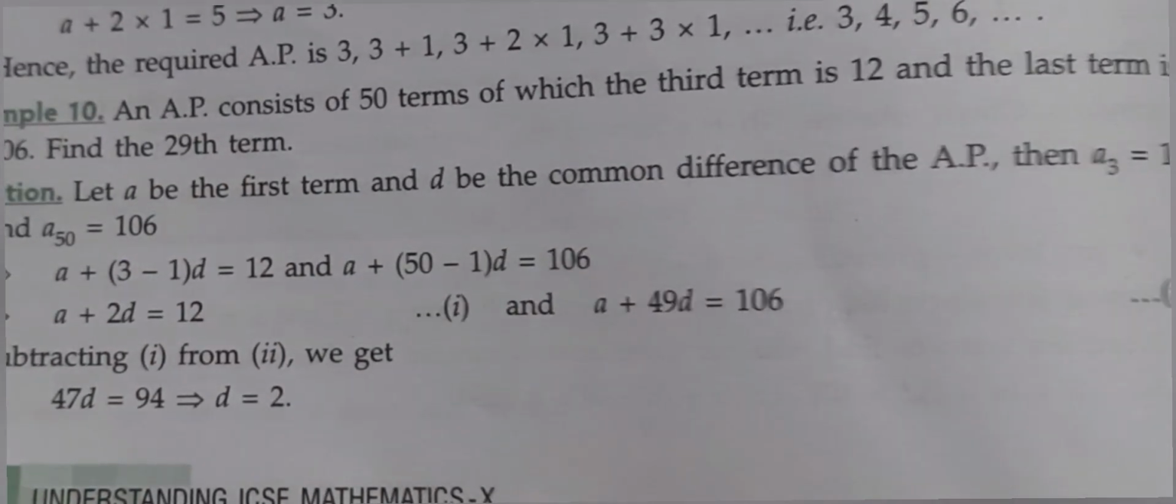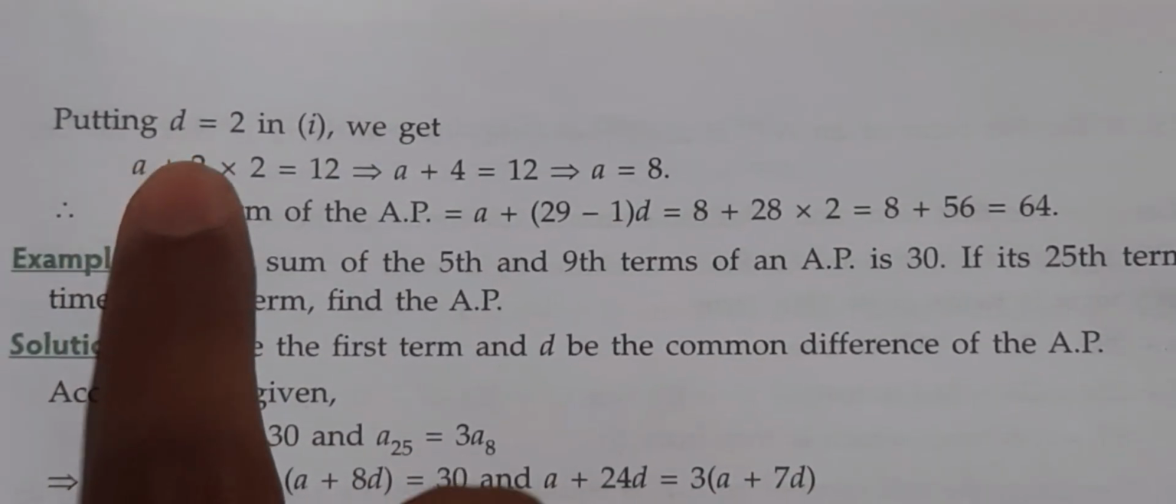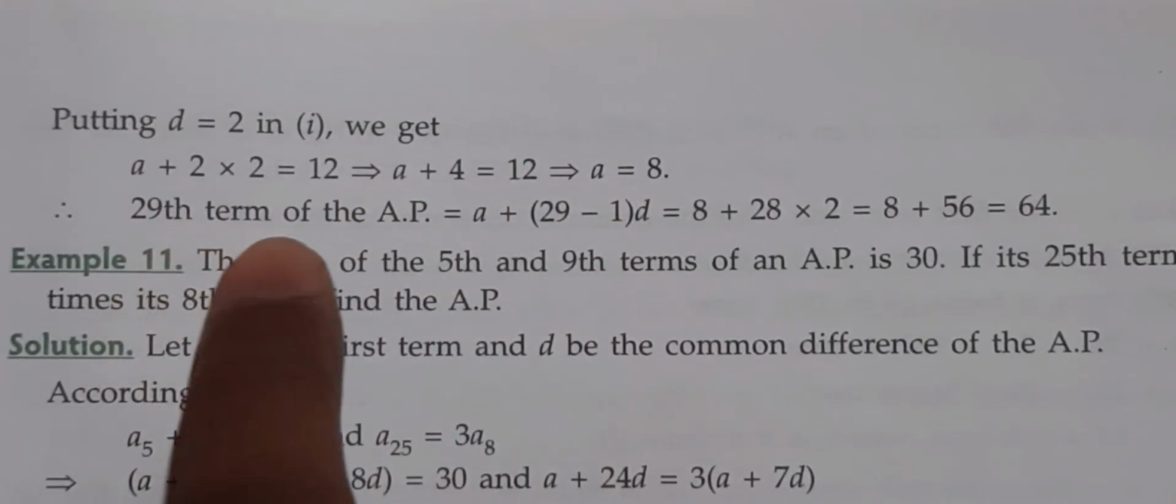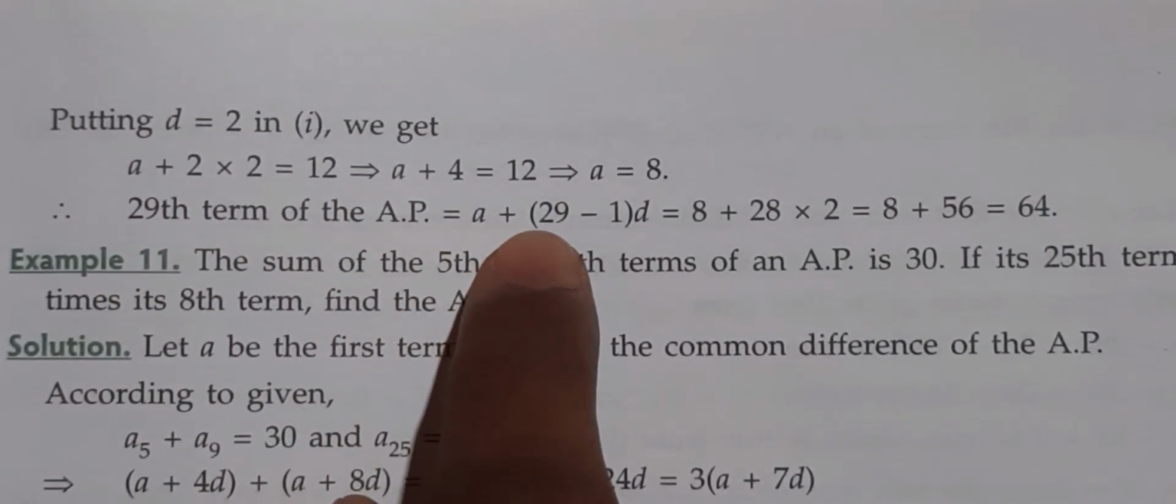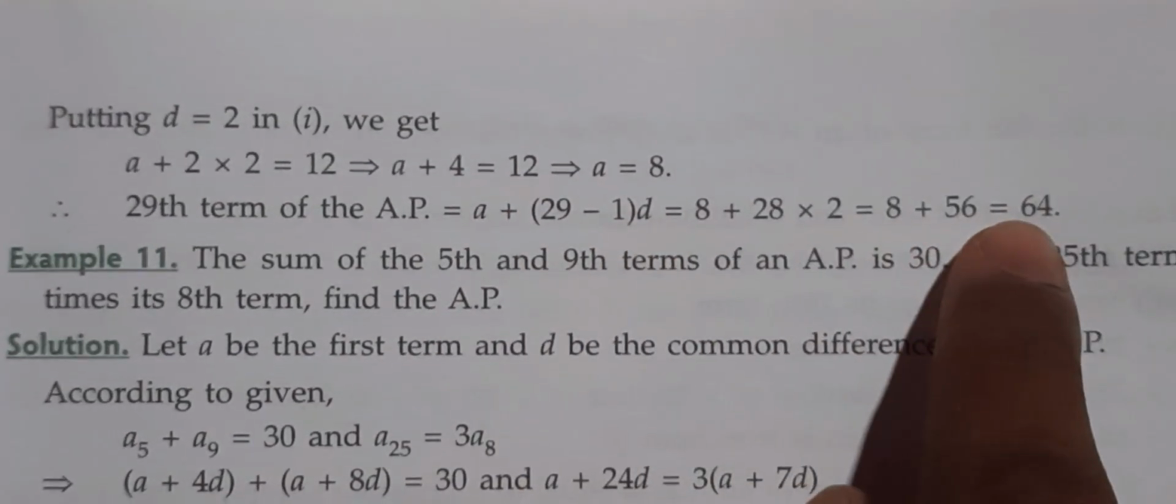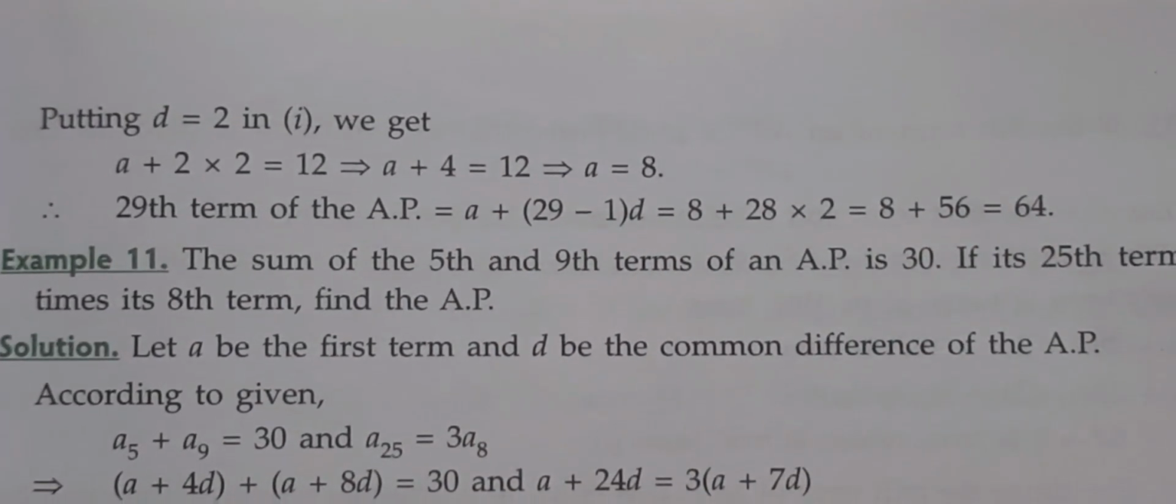Okay, let us see the answer. So we got the d value, and the a value we have already got, 8 here. So we have to find the 29th term. So a we are having, n is 29, minus 1, d. D also we are having. So substitute the values and get the answer as 64. Clear? Yes, it's clear. Next one.